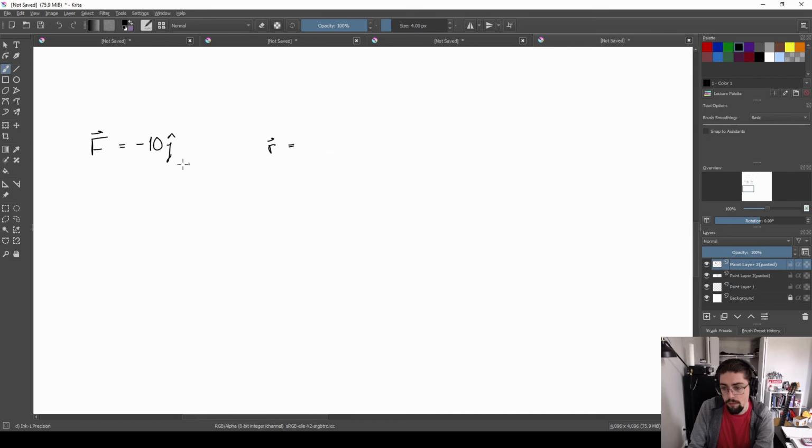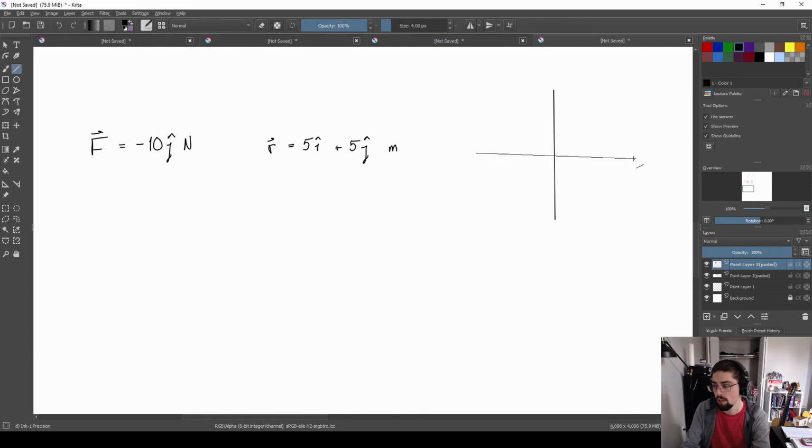So, already given in meters, I will even go ahead and write out newtons. 5 i hat plus 5 j hat. Again, both of these in meters. Nice and easy. So, with that alone, I can draw this thing out pretty quickly. I'm not even going to do it very large. I don't think we really need to.